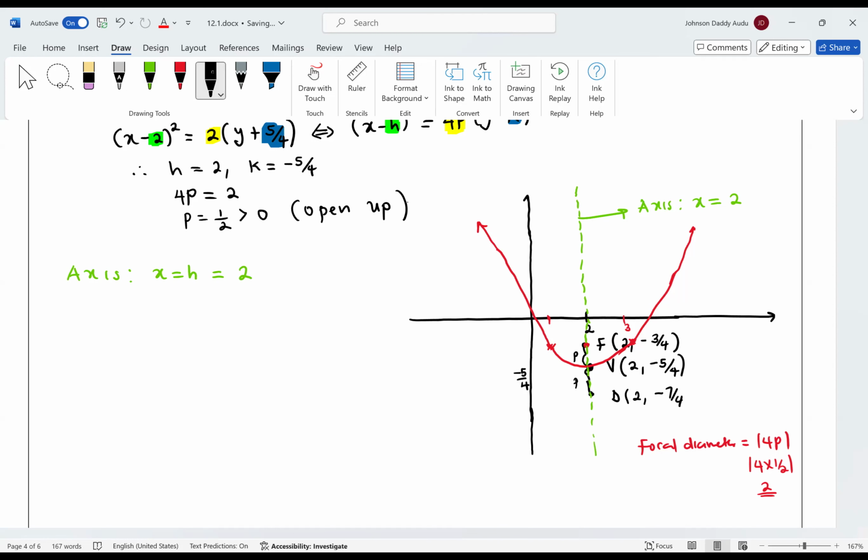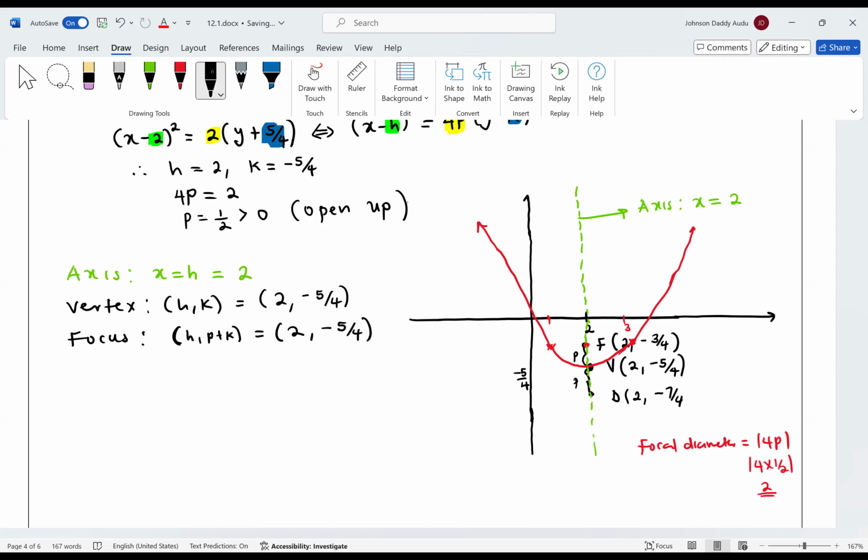And then we have the vertex, which is just h and k. And this is nothing but 2 and minus 5 over 4. And then you have the focus. What is the focus? We know our focus already. But it has a formula, right? The formula is h, p plus k, and all of this is just going to be 2, comma, minus 5 over 4.